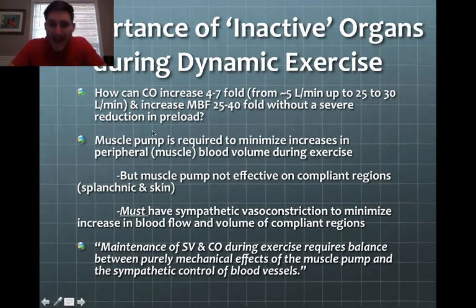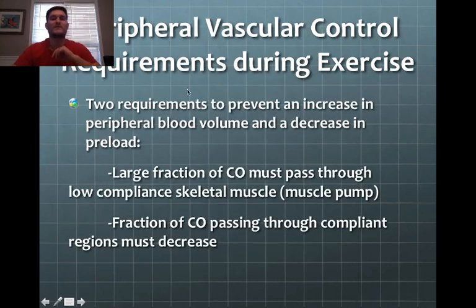And in order to do that, if we want to redistribute blood flow from inactive organs to skeletal muscle tissue, then we're going to have an increase in sympathetic vasoconstriction to minimize blood flow and blood volume to these compliant regions. And so the maintenance of stroke volume and cardiac output during exercise requires a balance between the purely mechanical effects of the muscle pump, which helps deliver blood back to the heart to sustain stroke volume and cardiac output, and the sympathetic control of the blood vessels.